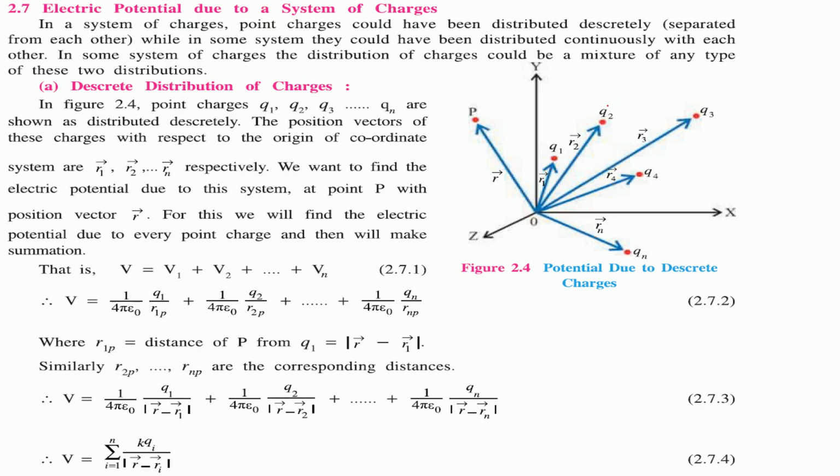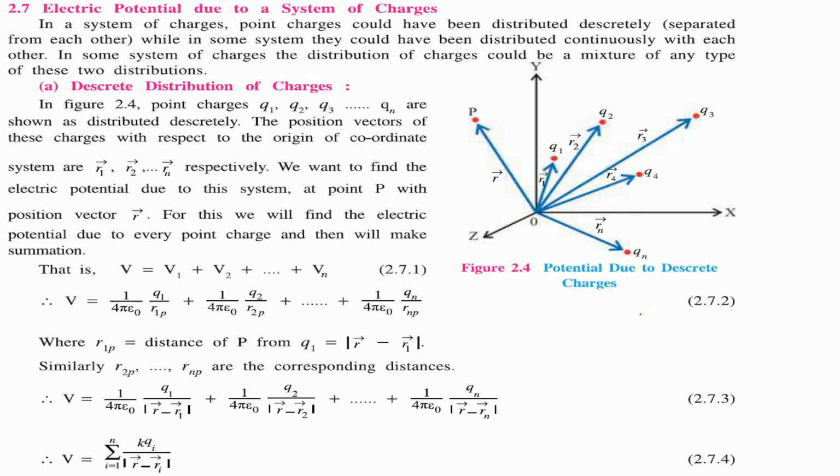When we have a system of charges, that is point charges, they may be distributed discretely, that is, separated from one another, while in certain systems they could be distributed continuously. In some systems, the distribution of charges could be a mixture of these two. So we'll start with the discrete distribution of charges.